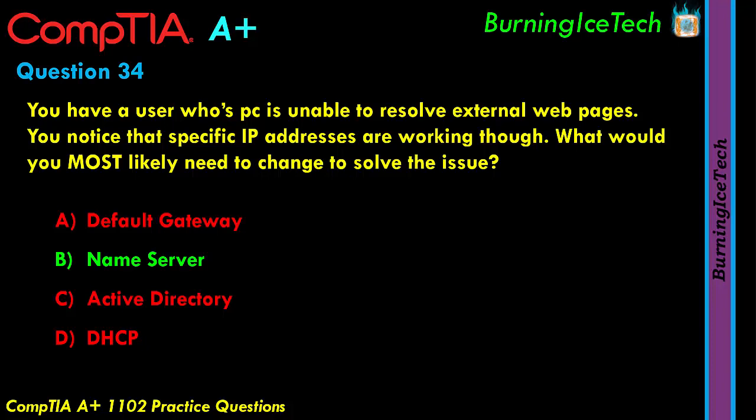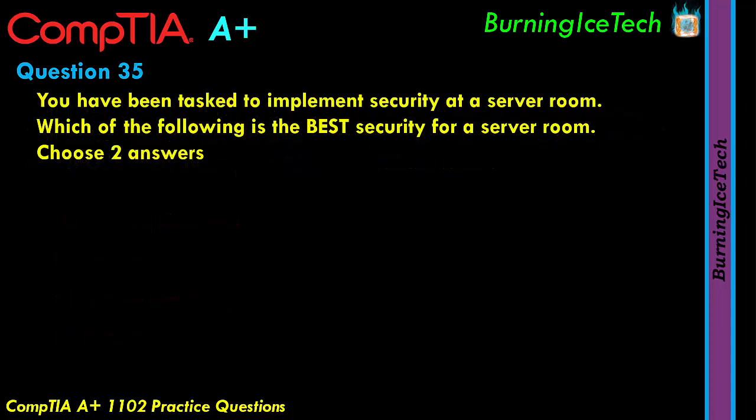DHCP is also a role you would install on a server, but that is to allow you to create scopes, which allows you to specify how many IP addresses are available and from where to where you're going to be dishing out IP addresses. So if anyone connects to your network, that device normally does not have an IP address. And as soon as they connect to your network, the DHCP is the server or the function that gives that device an IP address. And as soon as that device gets an IP address, it can now access resources like the internet. Moving on to question 35.